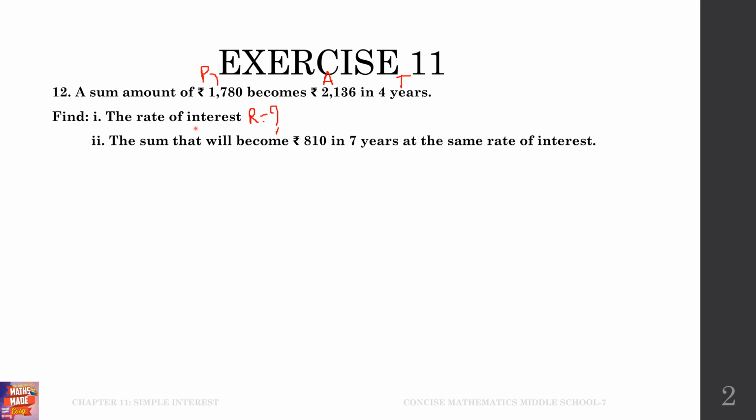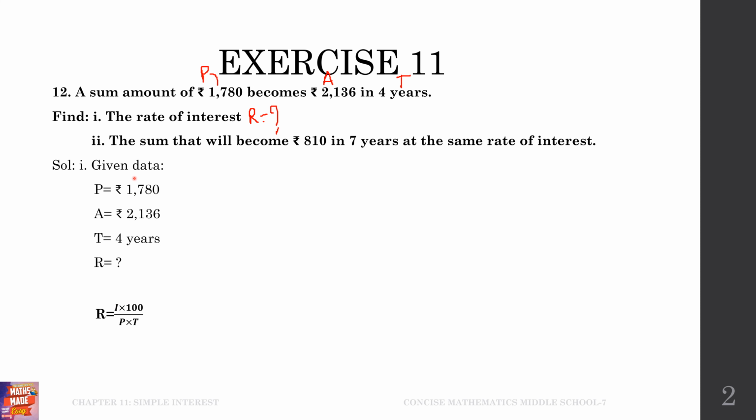First, let's try to solve this first one. Let's write the given data. P is 1780, amount is 2136, time taken is 4 years, and we need to find out rate of interest. We all know the R formula. R is I into 100 by P into T. This is the formula. Now you can substitute the values here.